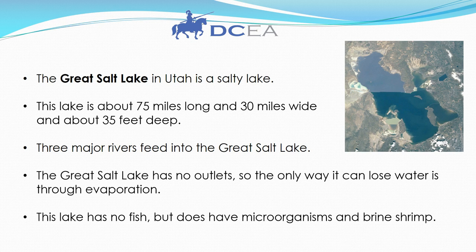A good example of this is the Great Salt Lake in Utah. It's a very salty lake. This lake is about 75 miles long and 30 miles wide. It's about 35 feet deep. 3 major rivers feed into the Great Salt Lake. The Great Salt Lake has no outlets, so the only way it can lose water is through evaporation. Because of this, the salts tend to stay in the lake and not wash away like they do in the ocean. This lake has no fish, but it does have microorganisms and brine shrimp.